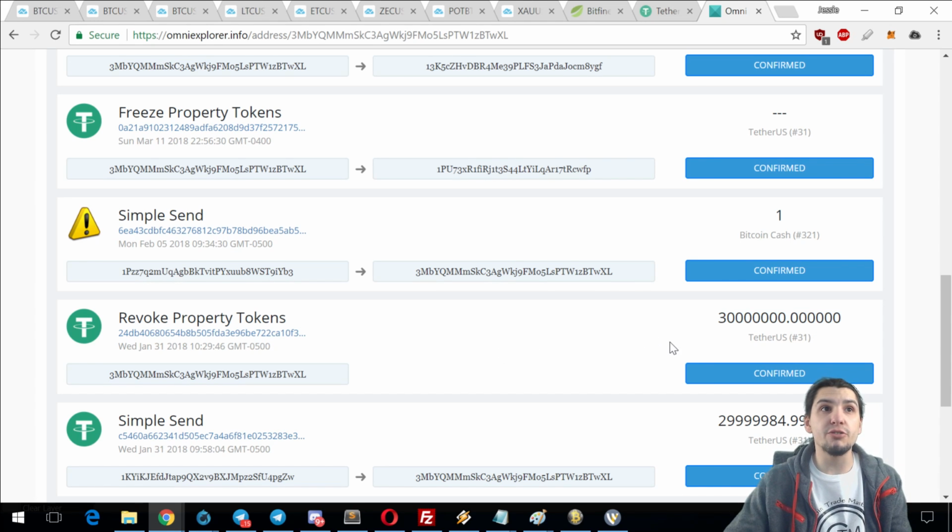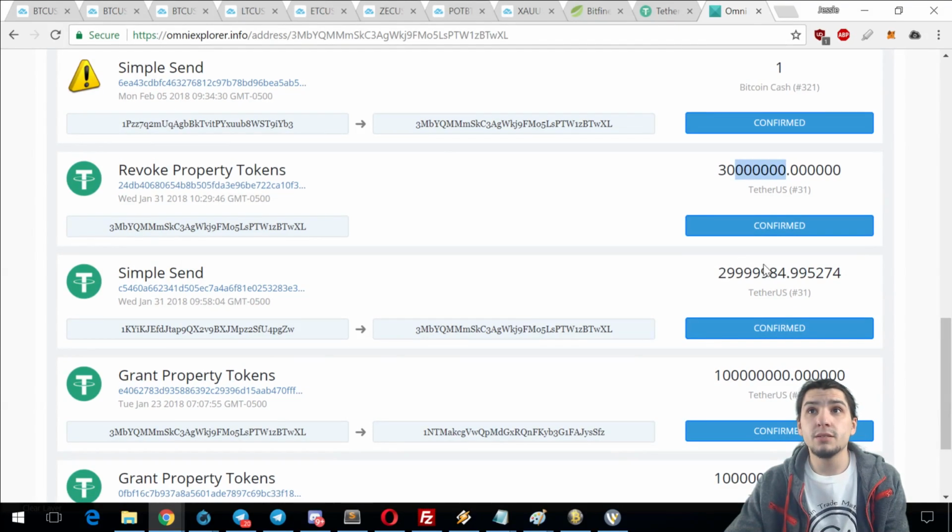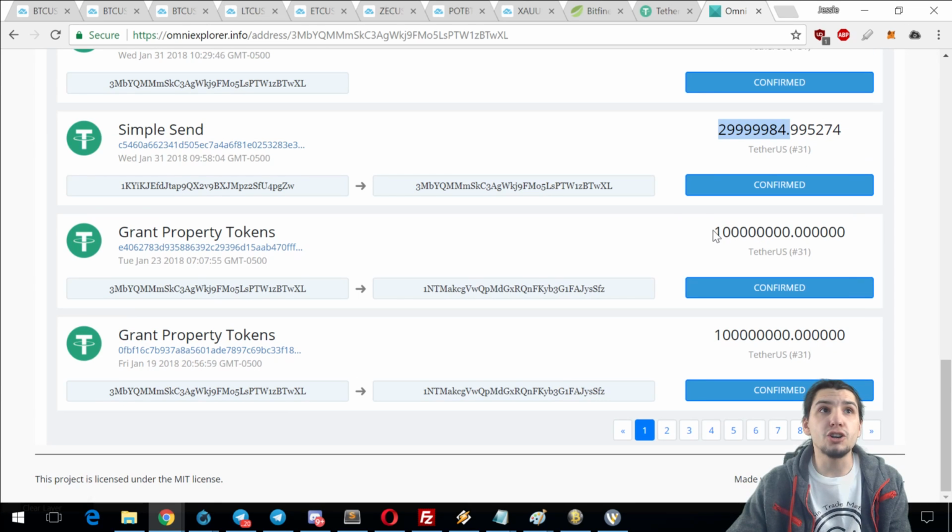Oh, sorry, this is the creation. Oh, revoke property tokens. All right. Oh, that's 30 million. There's 30 million. Simple send. That's three. There's the 30 million sent. Grant tokens here. Grant property tokens, right? So this is a creation. Boom, boom. 100 million tokens created. Another grant. Another 100 million tokens created, okay?